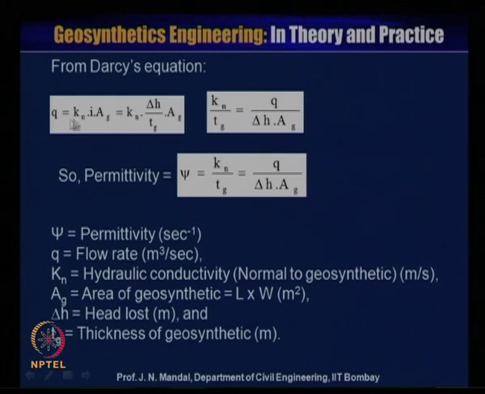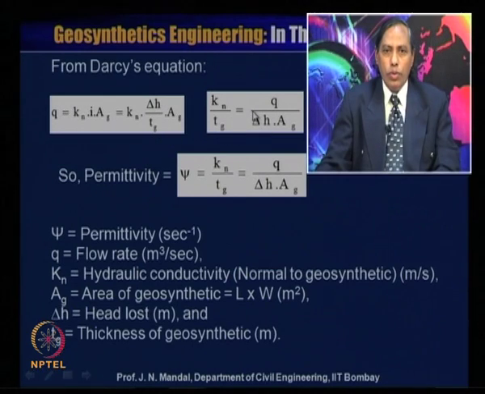So, from this equation we can write Kn by Tg is equal to Q by delta H into Ag. This Kn by Tg is what you call the permittivity, which is designated as psi. So, psi is equal to Kn by Tg is equal to Q by delta H into Ag, and the unit of permittivity is per second and flow rate is meter cube per second.